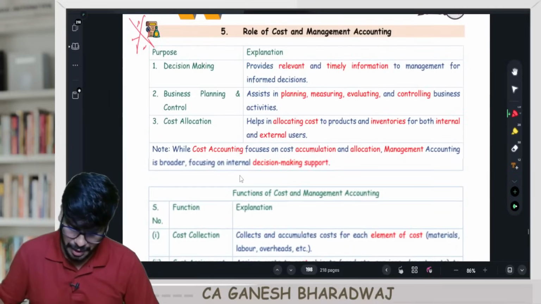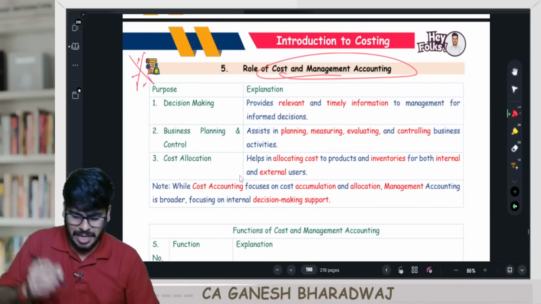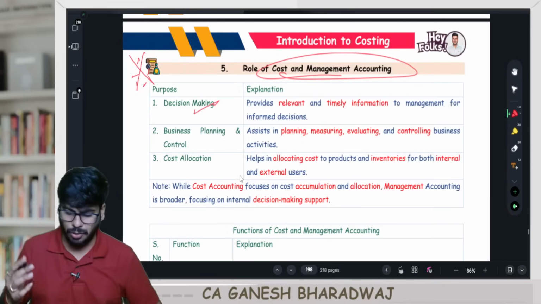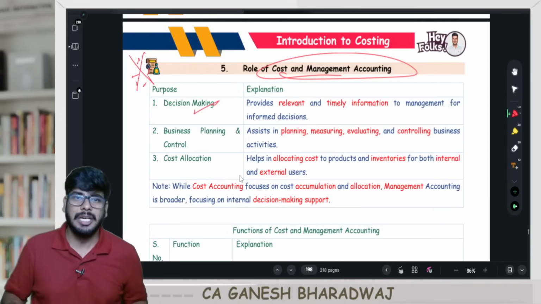That's about this segment. The next one, the role of cost and management accounting. Why do you need this? Number one, decision making. I just now told you, for the purpose of decision making. For example, marginal costing you have, right?